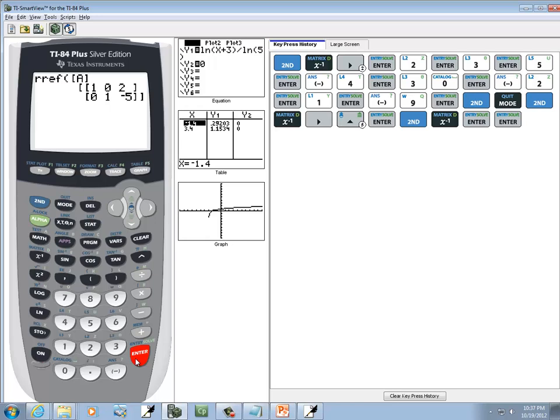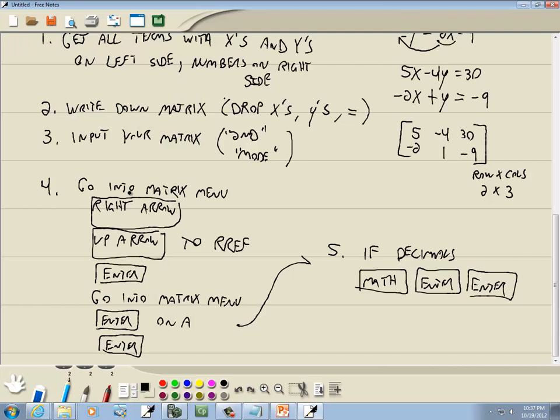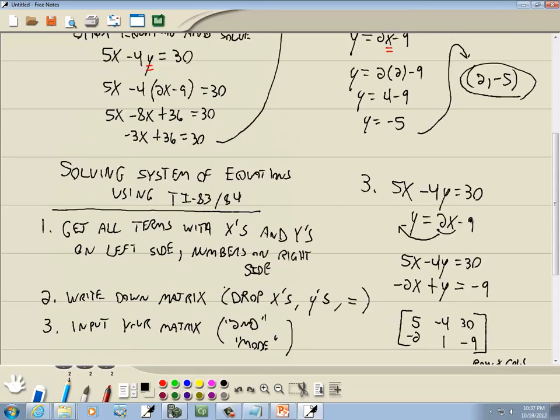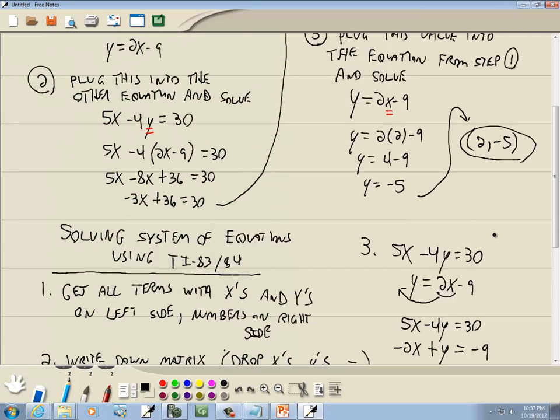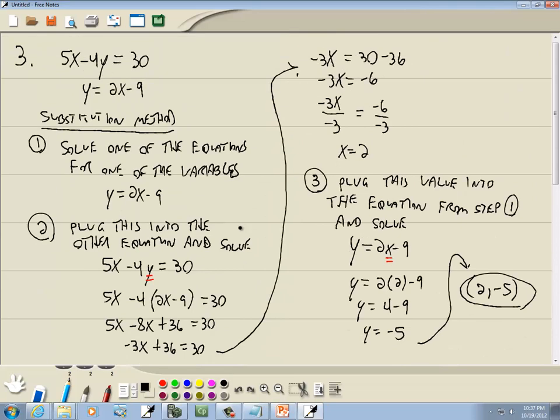Now what RREF will look like is your first square here will be a diagonal of 1, 0s everywhere else. Your far right column will be your answers. This will be X and this will be Y. So our answer to this is going to be 2, negative 5. And that should be the same thing we found up above. 2, negative 5. So that'd be that particular problem.